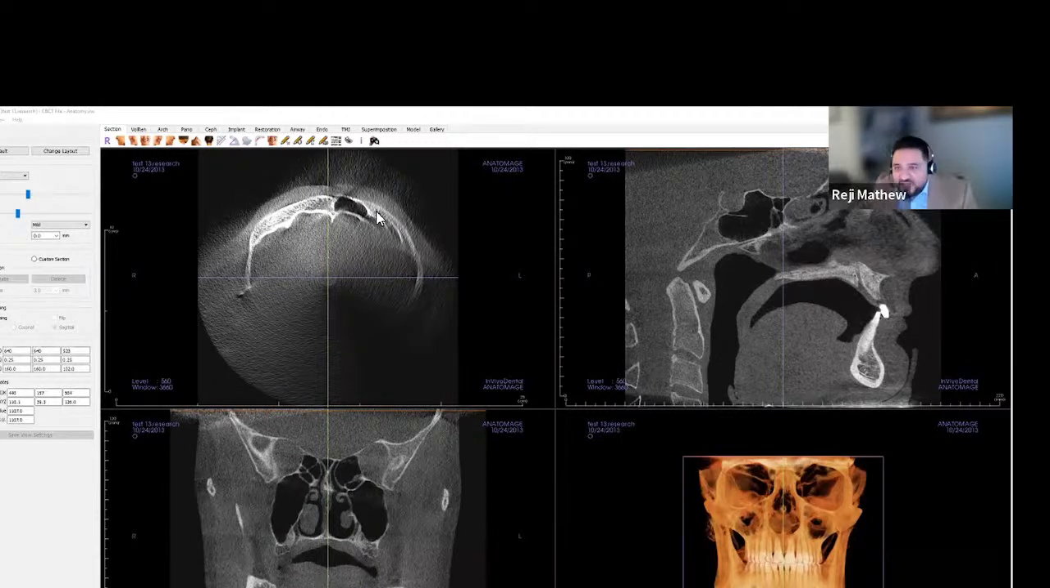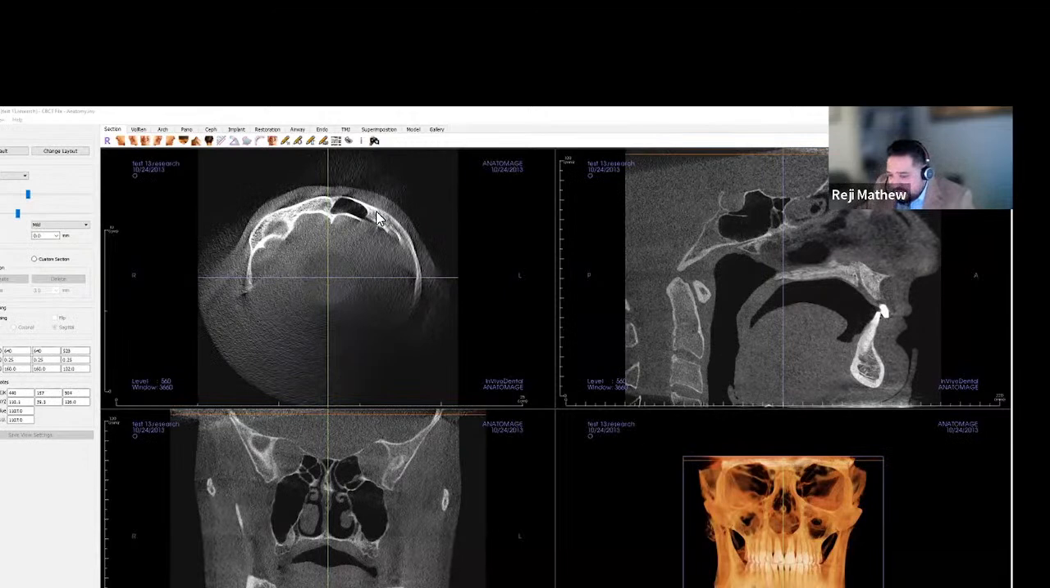Now I am opening a CBCT just to show how I systematically evaluate those CBCTs. This software is called InVivo software. We just recently updated our InVivo software to InVivo 6.